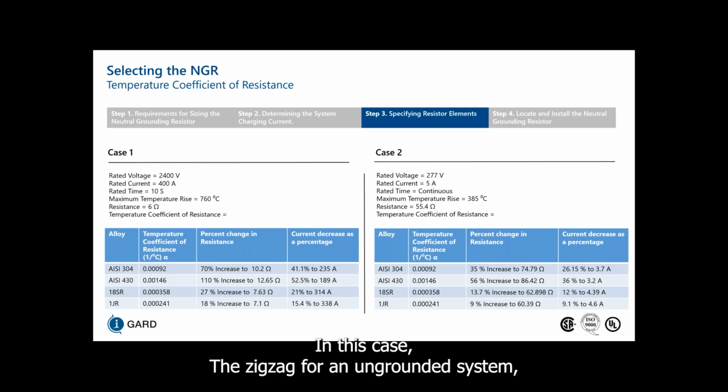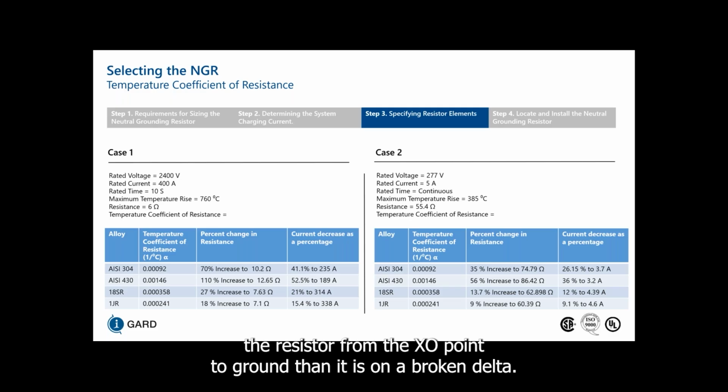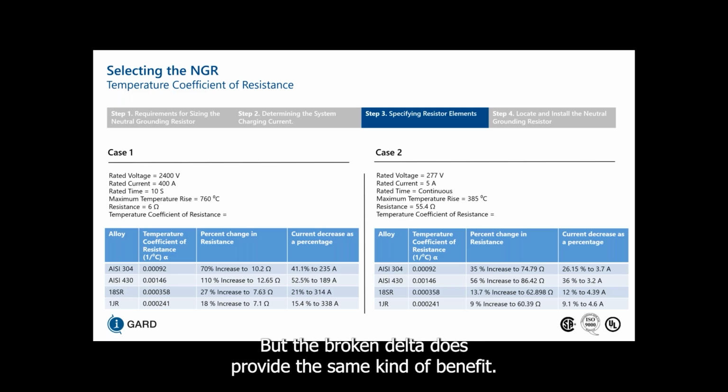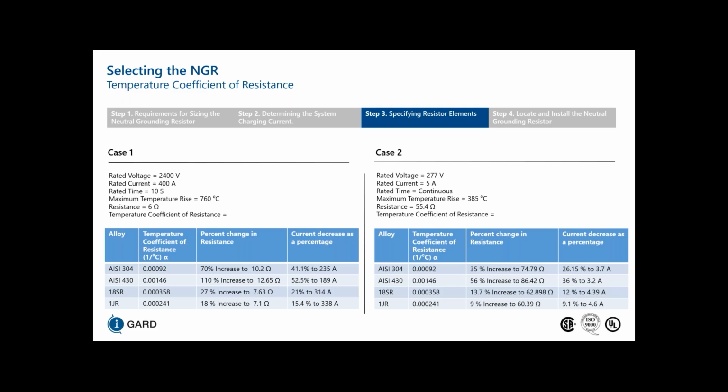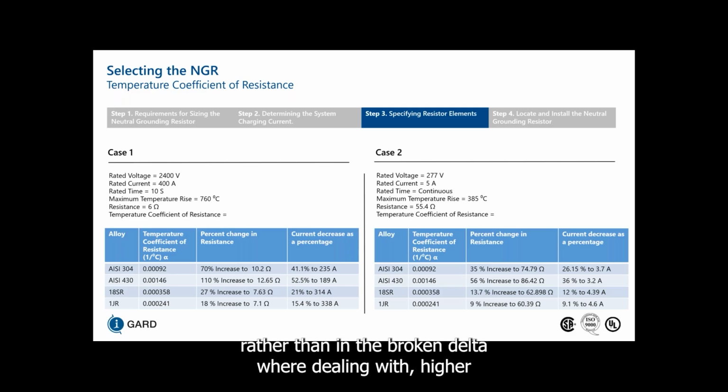In this case, for an ungrounded system, it's better to use a zigzag because it's easy to monitor the resistor from the XO point to ground than it is on a broken delta. But the broken delta does provide the same kind of benefit. It's kind of tough to find PTs with a high enough VA rating to suffice the energy required to limit, whereas the zigzags can be sized in accordance to the current that you're limiting to at the neutral. So we found that the selection is better with the zigzag rather than the broken delta, where you're dealing with higher kVA ratings for the single phase PTs that you need to utilize.